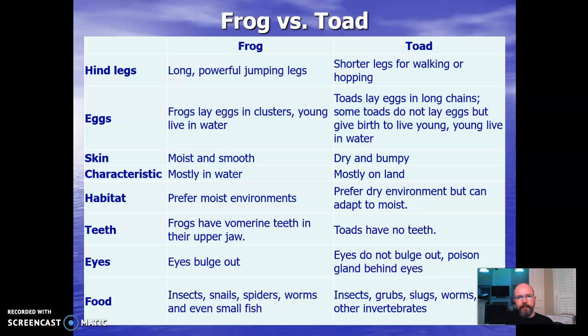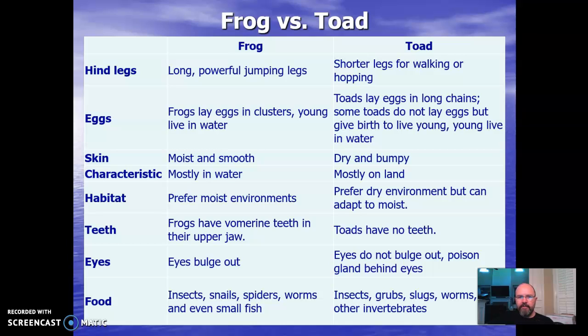For a frog, you get long, powerful jumping legs. They can jump great distance. For toads, they have shorter legs. They usually spend their time walking or hopping, making short hops. Eggs. Frogs tend to lay their eggs in clusters, and their young will live in the water. Toads lay their eggs in long chains. Some toads don't lay eggs, but give live birth to young. The young then live in the water in any case.